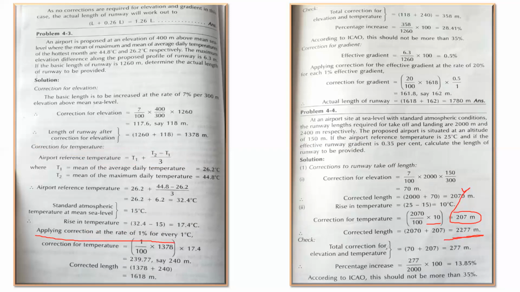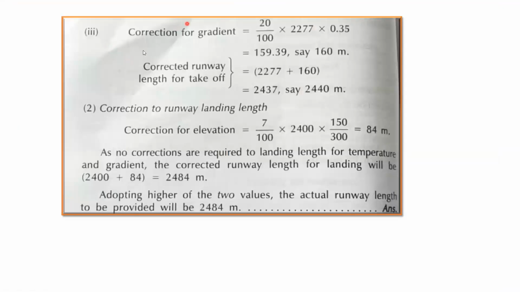Total correction for elevation and temperature, 70 plus 207, is 277. Therefore 277 divided by the basic runway, that is 2000 meter, into 100 comes out to be 13.85, which is less than 35%, and according to the ICAO it should be less than 35, and we are less than 35 only, right? And next is correction for the gradient.